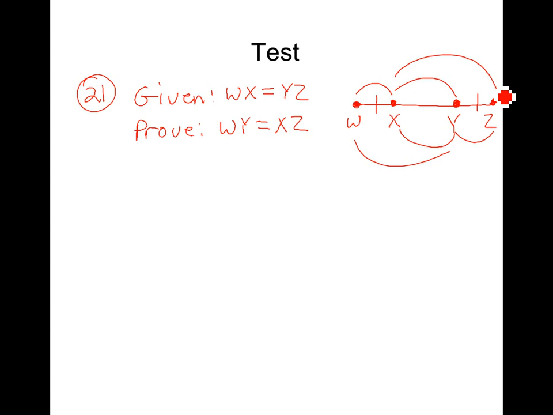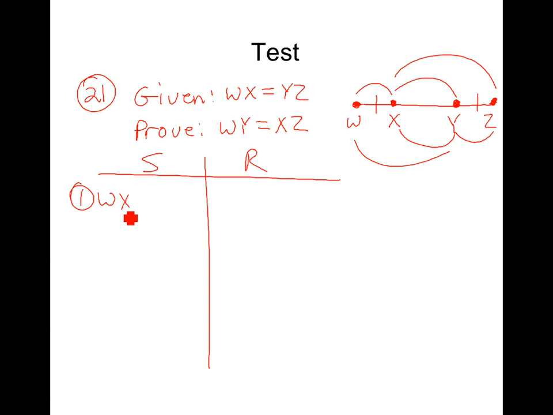And that's what the two-column proof is trying to say, right? Now, I don't know if I'll write this out exactly the same as theirs or not, because I'm not looking at the paper. What's the first thing I'm gonna write down? Given: WX equals YZ. How'd I know that? It's given to us.